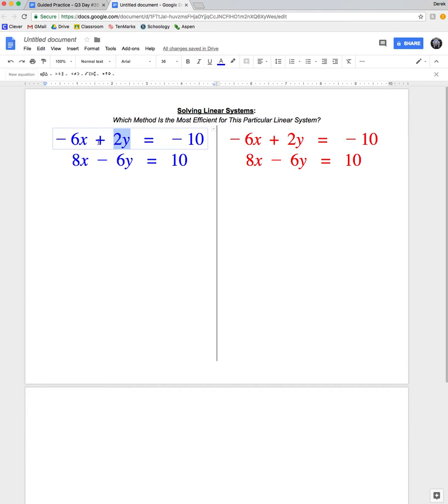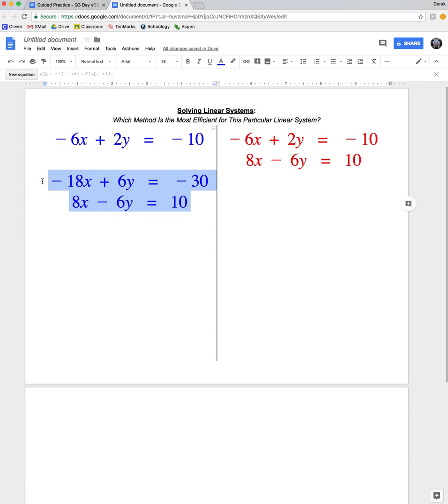What number do I need to multiply positive 2y by to get it to be positive 6y? I need to multiply it by 3, or positive 3. Now in doing so, the only reason I'm allowed to multiply this equation or this term by positive 3 is if I multiply every single term in the equation by positive 3 so that the equation remains true. When I do that, negative 6x times positive 3 becomes negative 18x. Positive 2y times 3 becomes positive 6y, which is what we wanted to eliminate the negative 6y. And negative 10 times positive 3 becomes negative 30.